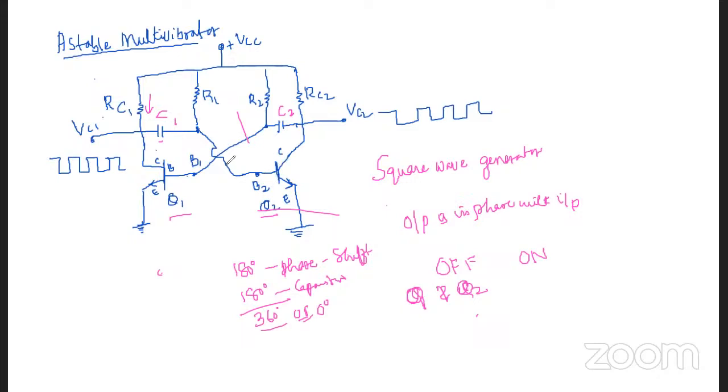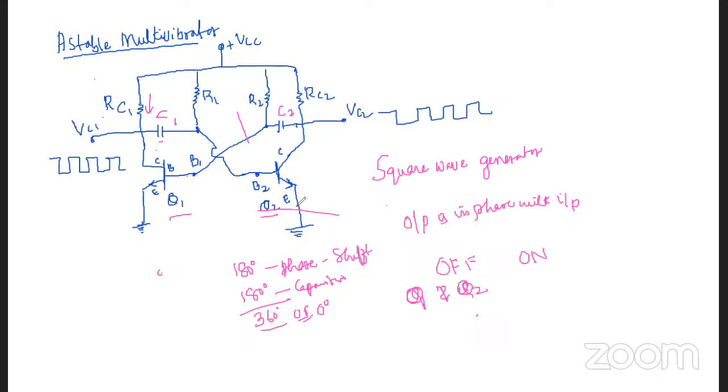In this case, whenever Q1 is on, Q2 will be off. We have already studied about that. So in this case the transistor Q1 is on when the circuit is switched to power supply VCC. Then the collector current will flow through this RC1, and this capacitor C1 starts charging, and it maintains the transistor Q2 off here.